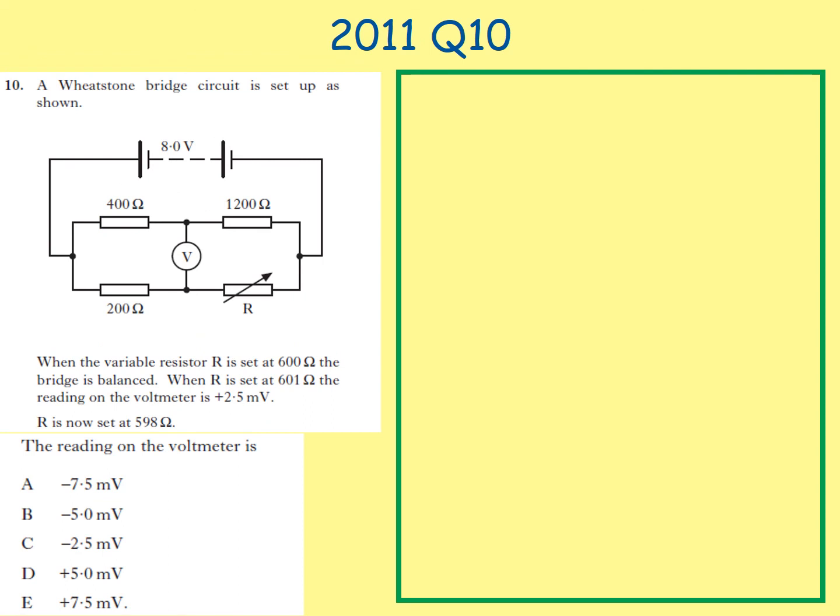A Wheatstone bridge circuit is set up as shown. When the variable resistor R is set at 600 ohms, the bridge is balanced. When R is set at 601 ohms, the reading on the voltmeter is plus 2.5 millivolts. R is now set at 598 ohms. What is the reading on the voltmeter?